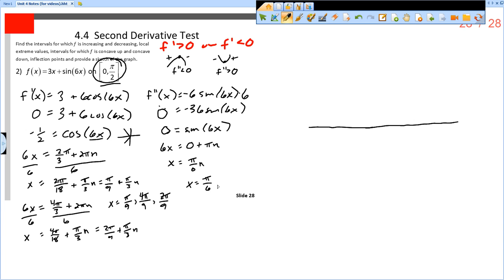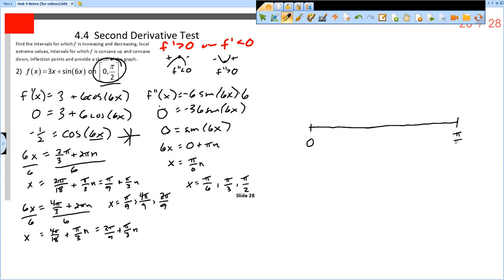And then if I add another pi over 6 there, we get 2 pi over 6, which is pi over 3, and we get 3 pi over 6, which is pi over 2, which is one of our endpoints. And so then we would be done, right? And also, of course, 0, which is our other endpoint.